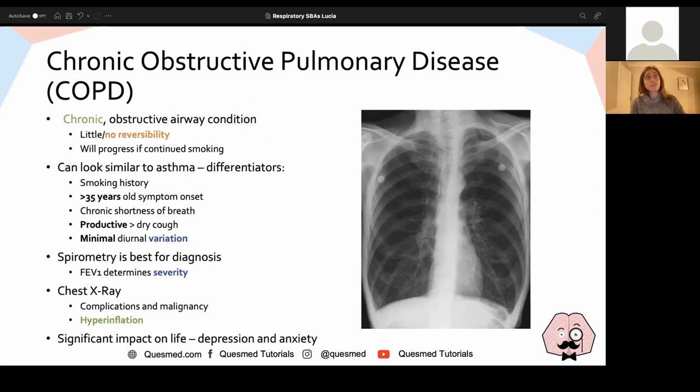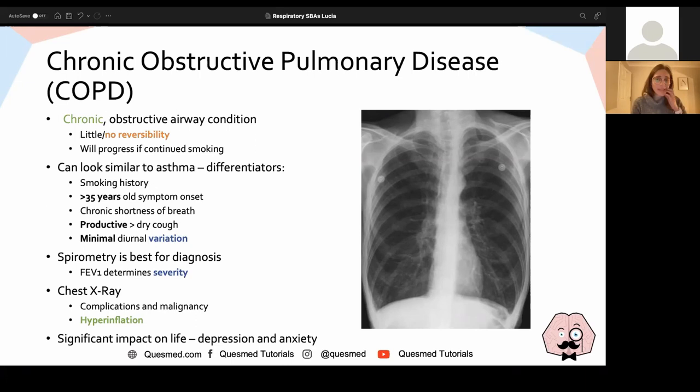If they don't and they're young, then they might have a family history of young onset COPD, which you might want to think about screening for, alpha-1 antitrypsin and other similar conditions. They'll often have a chronic shortness of breath, a cough that's productive more than dry compared to asthma, and their diurnal variation will be minimal. So the cough and the shortness of breath will be the same in the morning and at night.